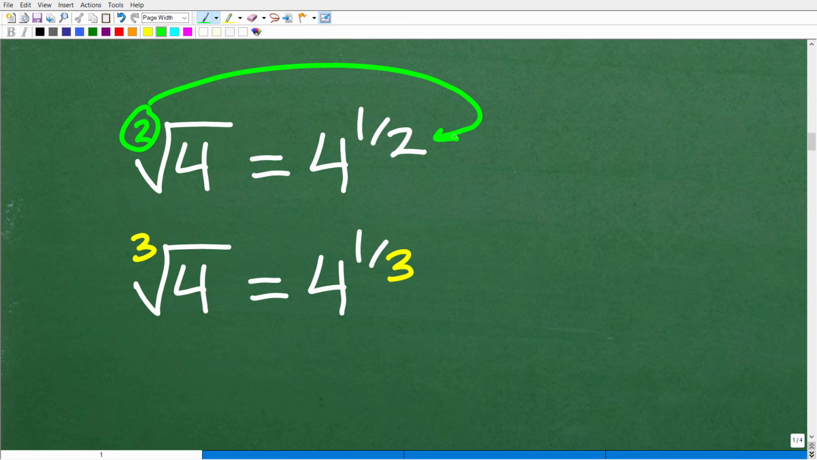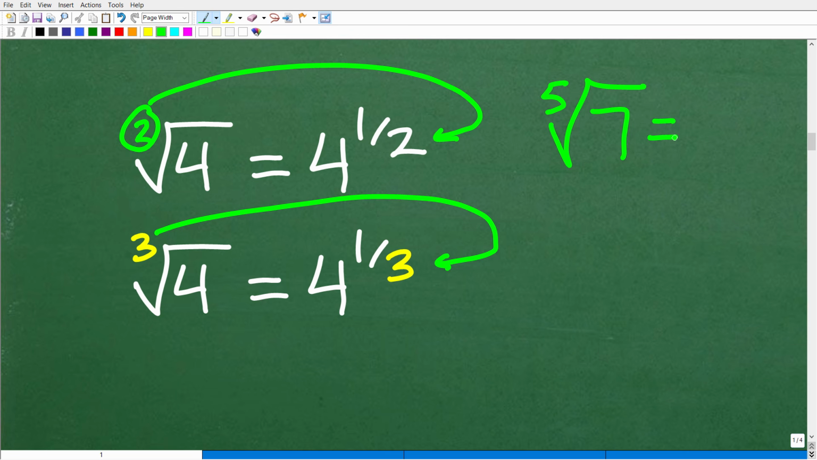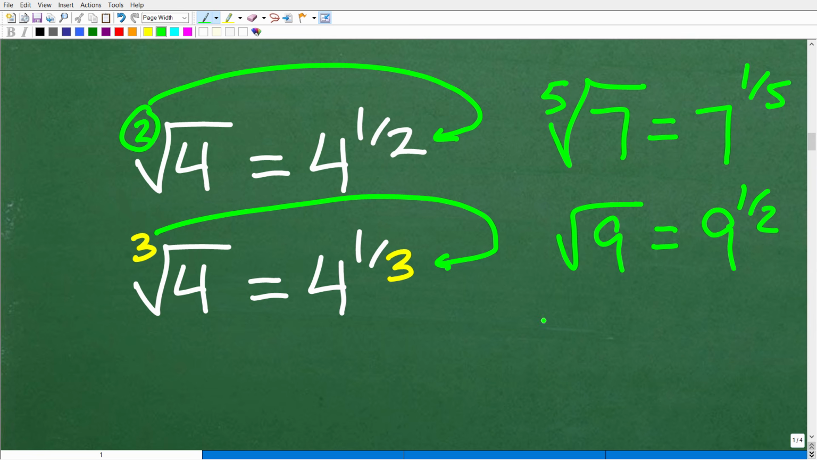So let's go ahead and take a look at another example. How about the cube root of 4? Okay, so the cube root of 4 is equal to 4 to the 1/3 power. So this little 3 becomes our denominator. If I have the fifth root of 7, what do you think the equivalent rational exponent will be for this? Well, it will be 7 to the 1/5 power. Okay, so again, the square root of 9 is equal to 9 to the 1/2. The cube root of 5 is equal to 5 to the 1/3. All right, so hopefully you kind of see the pattern here.